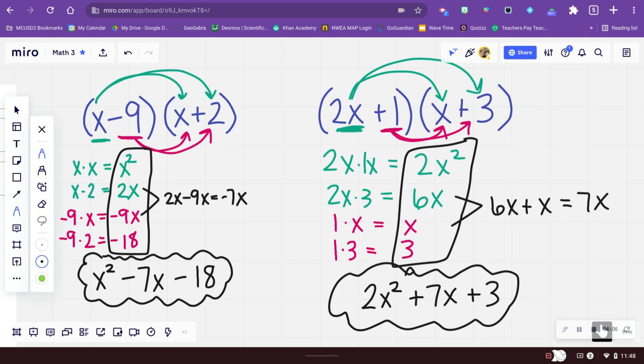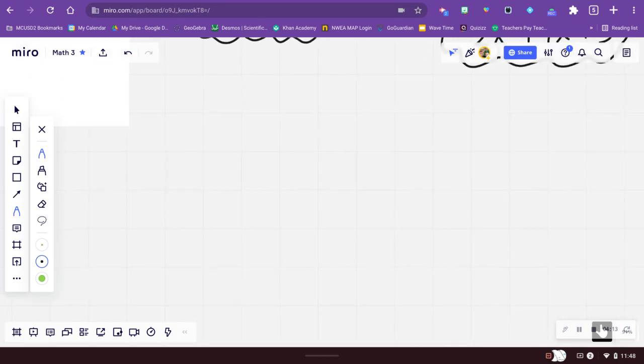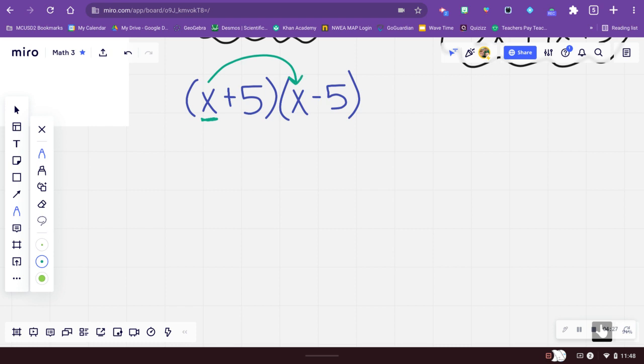All right. Let's look at one of our unique cases. Same process, but something unique happens. So first thing is let's do x plus 5, and then almost multiply by the same thing, but let's change that sign to a minus 5. So we'll start with the x, multiply it through, we get x squared. x times negative 5 is just negative 5x. And then distributing the positive 5 through gives me a positive 5x.